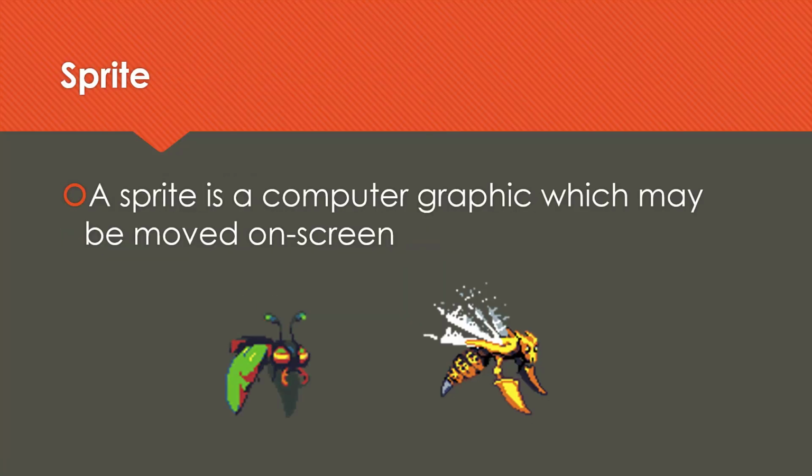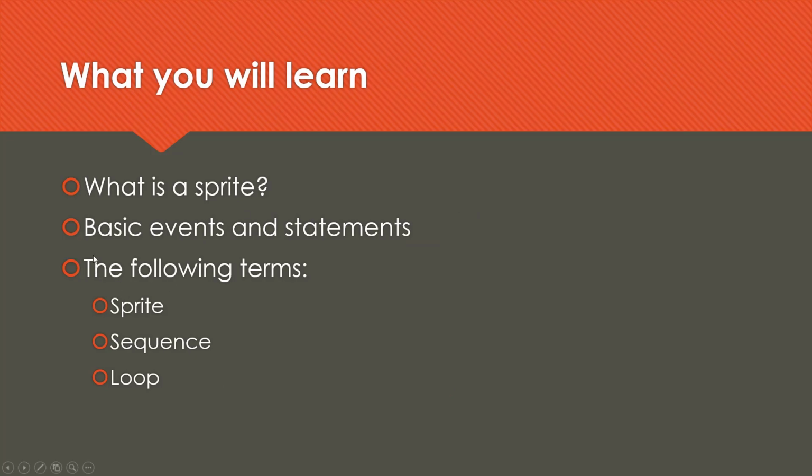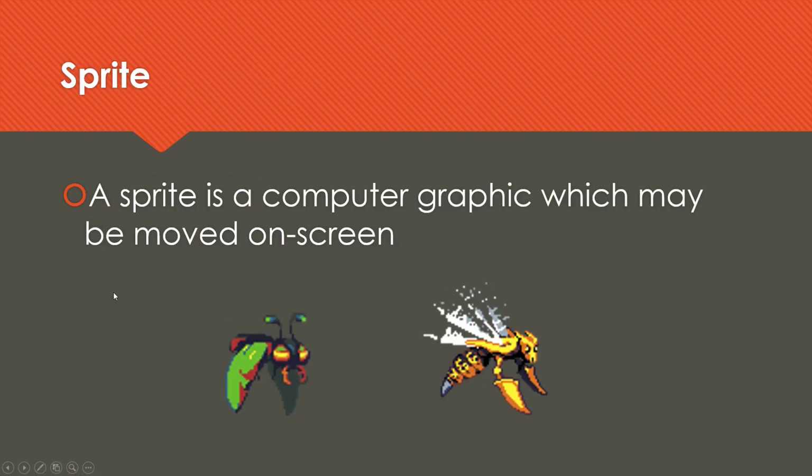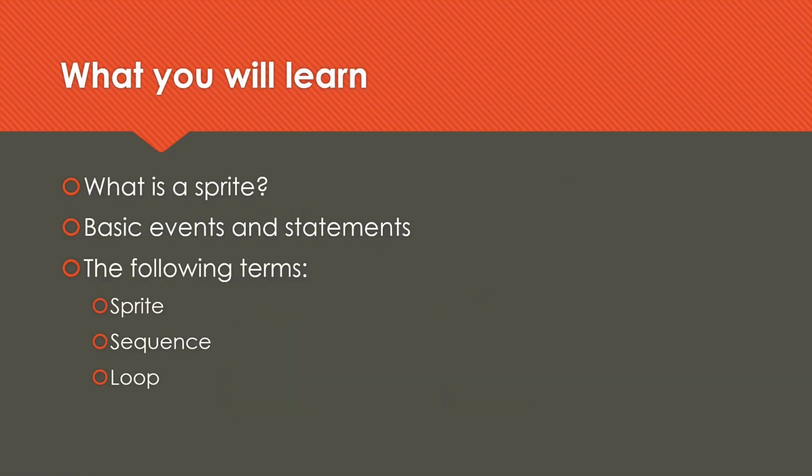So if you remember, one of the things that I said that we would be looking at is, by the end of the lesson, the following terms. Sprite, we know, is just a moving graphic. So it could be a character, it could be a box, as is the wasp in our case. Sequence is the next term.